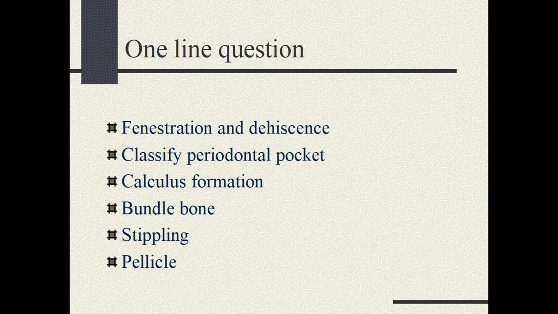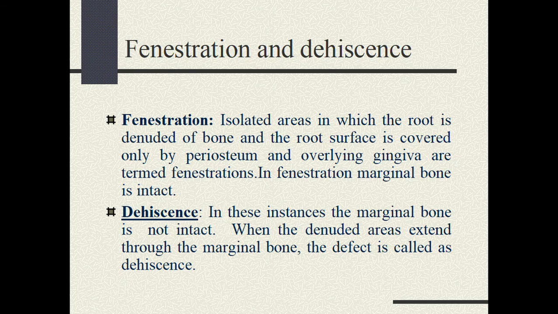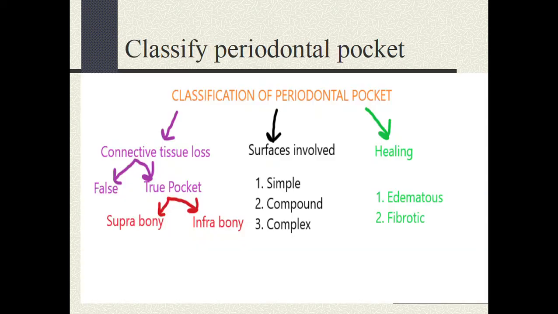Coming on to the one-liner questions. First, fenestration and dehiscence. Fenestration is an isolated area in which the root is denuded of bone and the root surface is covered only by periosteum and overlying gingiva. So in fenestration, the marginal bone is intact. In dehiscence, the marginal bone is also not intact, as the denuded area extends through the marginal bone. This is known as dehiscence.